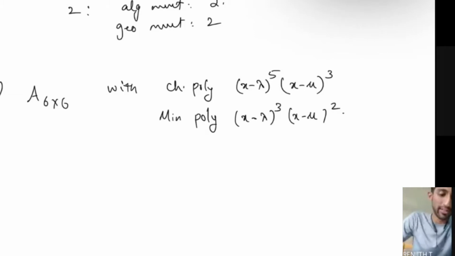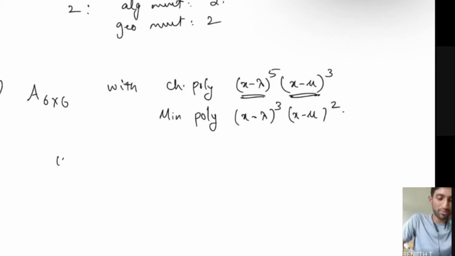So here you have lambda you are getting 5 times, and mu you are getting 3 times. Okay, so now we separately think about the Jordan segments of lambda and mu. So I am just worried now only about the Jordan segment of lambda. Okay, so I am only going to think about an 8 cross 8 matrix, because lambda will be 5 times, mu will be 3 times.